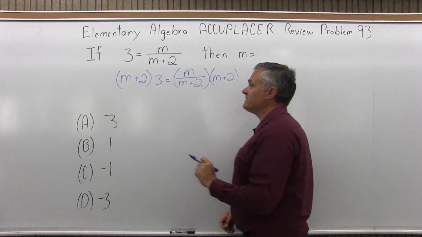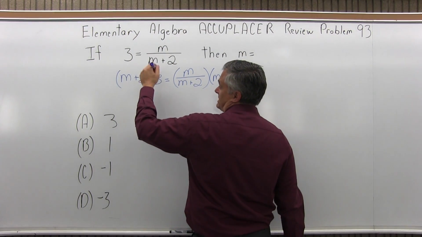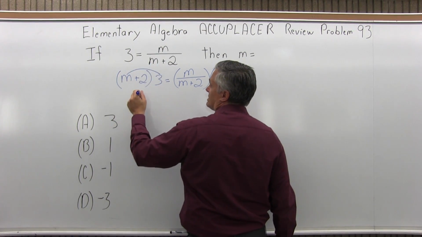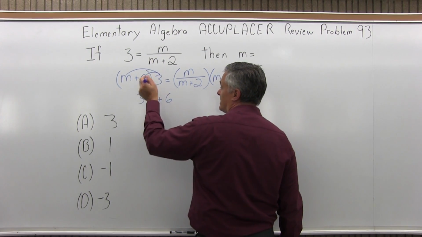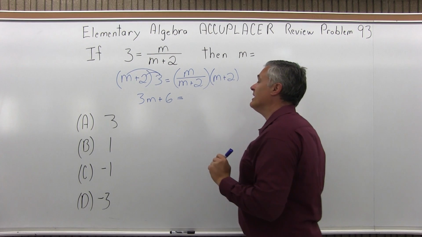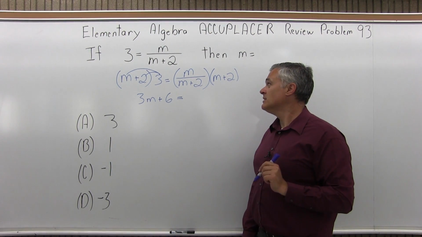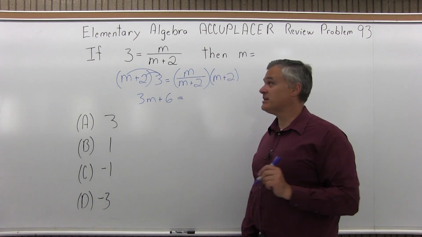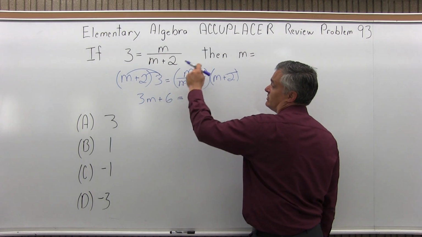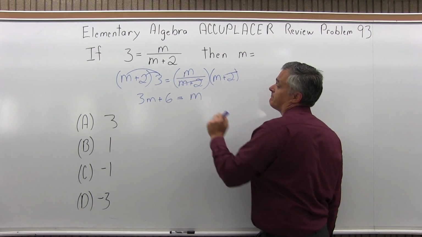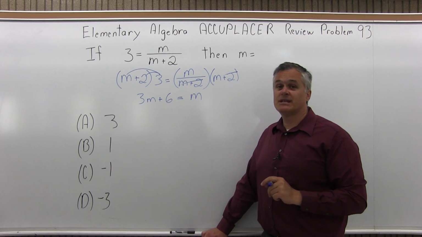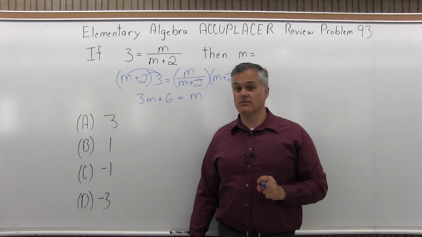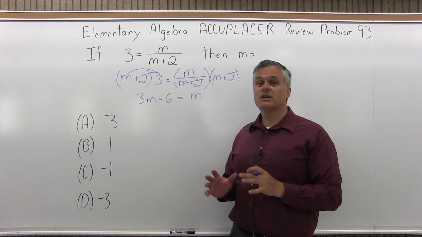So now, on the left side, 3 times m plus 2, so 3 times m is 3m. 3 times 2 is 6, positive 6, pay attention to the sign. And on the right, some stuff over m plus 2 times m plus 2. The m plus 2's cancel, leaving you just what was there before, which is m. So now I have 3m plus 6 equals m. That looks much better.